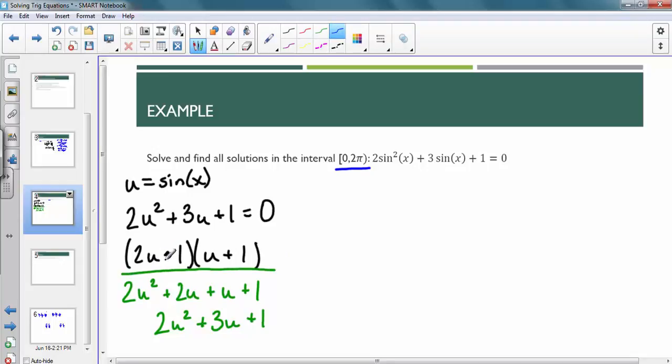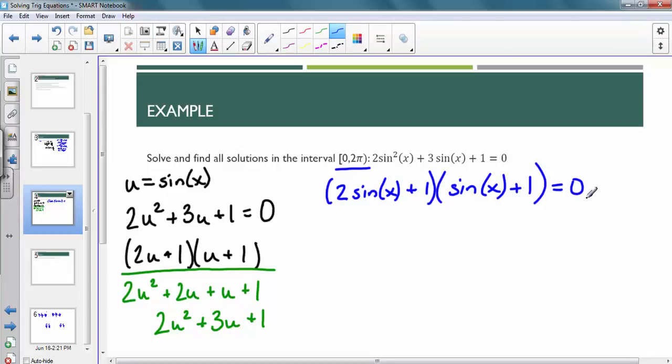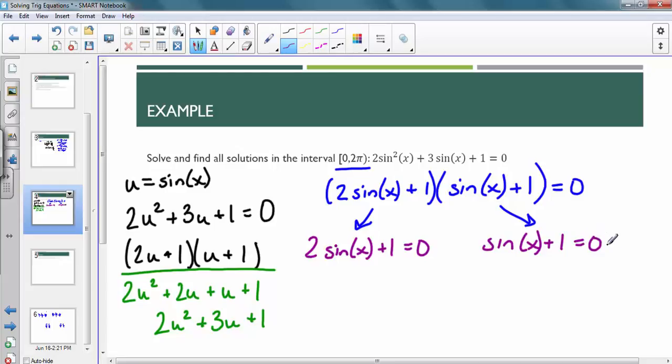So now I'm going to replace the u's back with my sine of x. So I have 2 sine of x plus 1 times sine of x plus 1 equal to 0. So now I need to pull these two apart and set each of them equal to 0. 2 sine of x plus 1 equal to 0, and then sine of x plus 1 equal to 0.